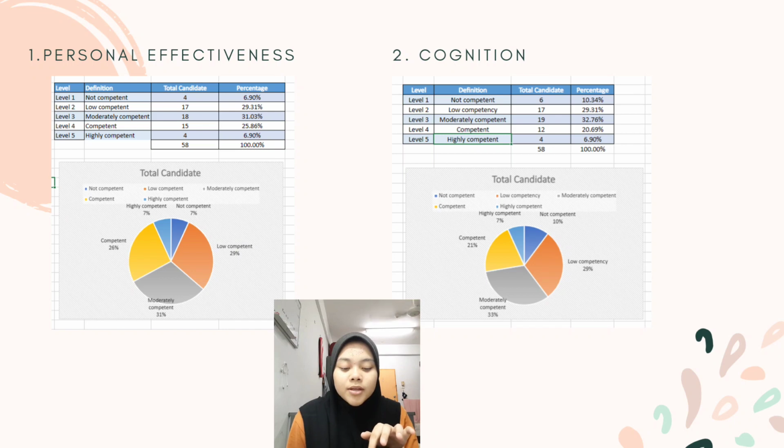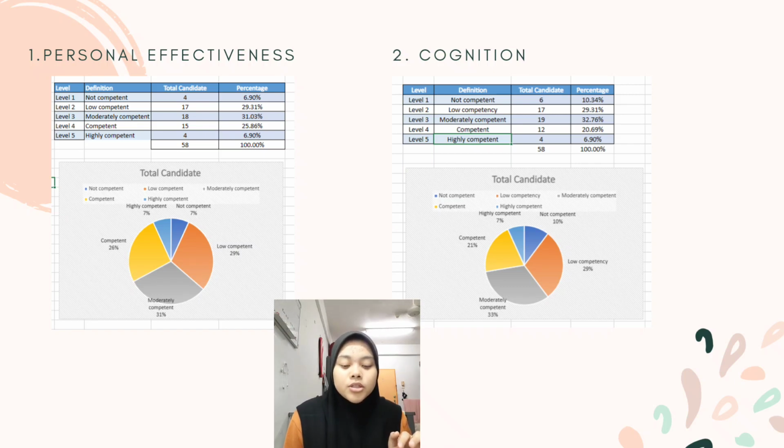So we can see from the chart, we have 7% for highly competent, 7% are for not competent, low competent are equal to 29%, moderately competent 31%, and lastly, the competent, we have 26% of them. And for the second competency, which is cognition, for level 1, which is not competent, we have 6 candidates of them, which is equivalent to 10% of them.